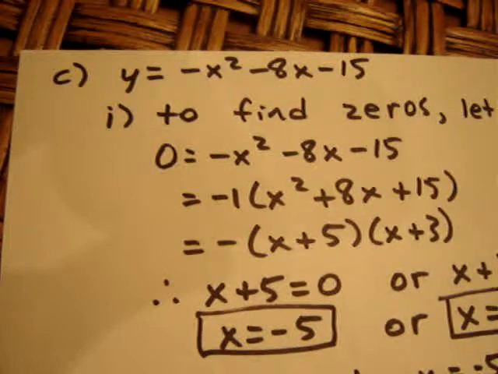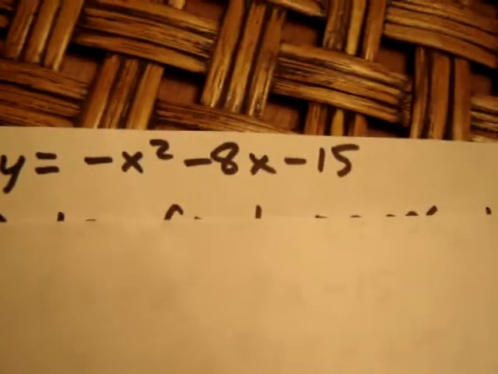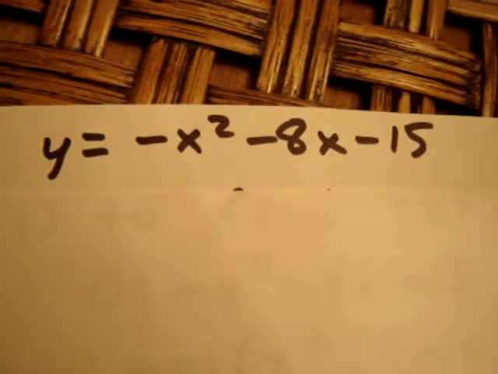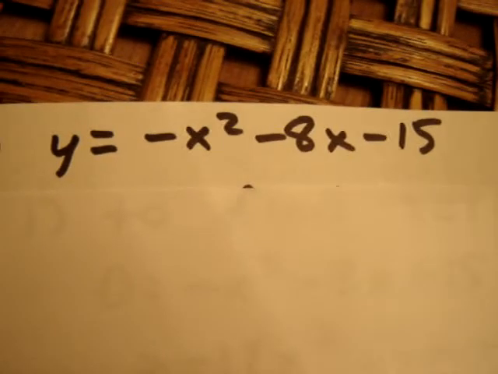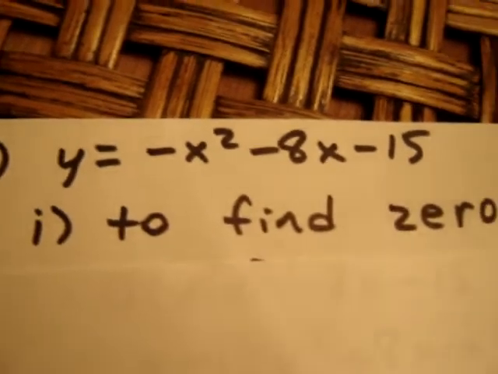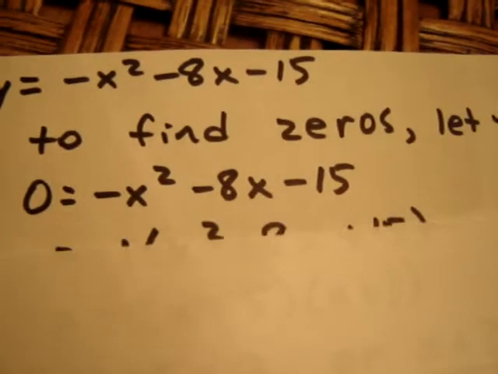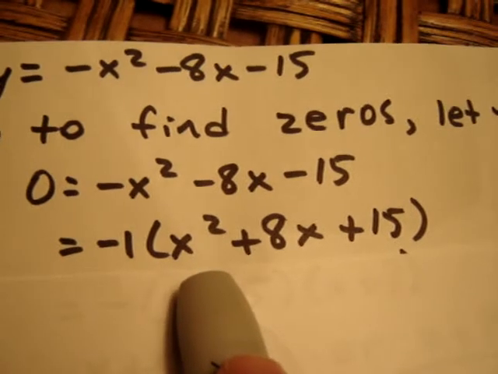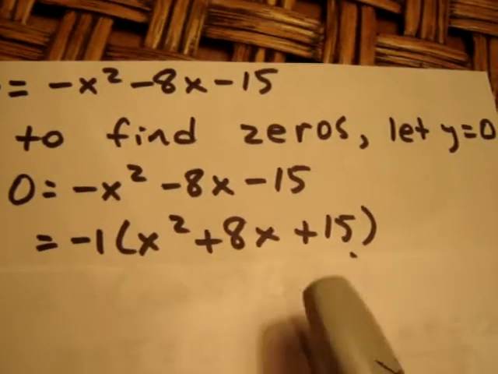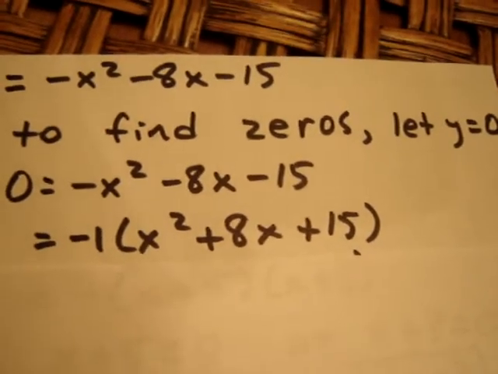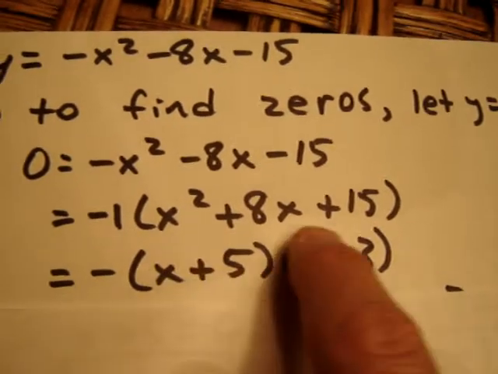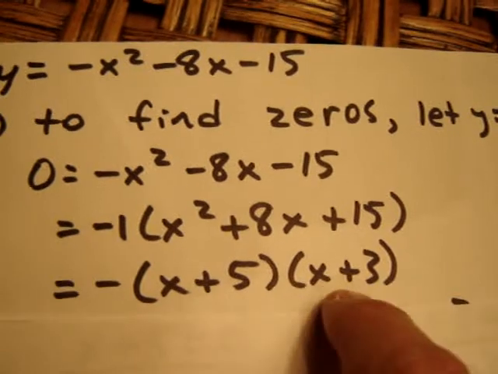And then we get down to our last question, which is y equals negative x squared minus 8x minus 15. Well, we factor negative 1 out from each term. We get that 0 is equal to negative 1 times x squared plus 8x plus 15. Then we can factor the bracket and get x plus 5 times x plus 3.